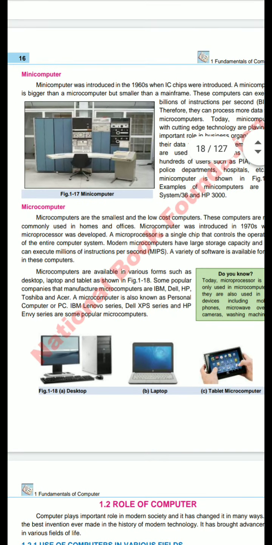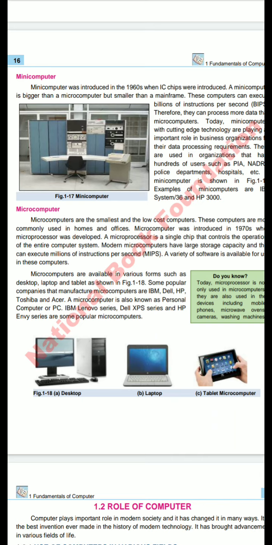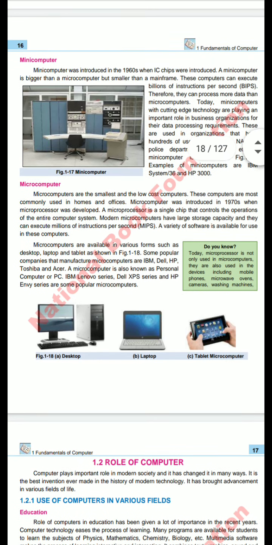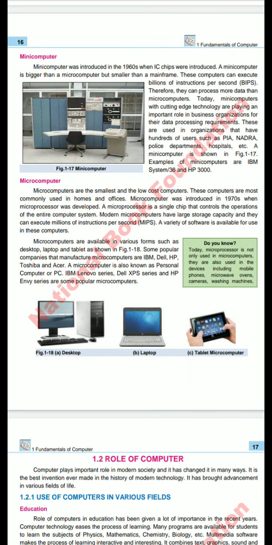Next is microcomputer. Microcomputers are the smallest computers, and these are low-cost computers. These computers are most commonly used at home, at offices, at computer labs. Microcomputers were introduced in the 1970s, when the microprocessor was developed. The microprocessor is the main idea, and then the microcomputer was introduced. A microcomputer has a single chip that controls the operations of the entire computer system.